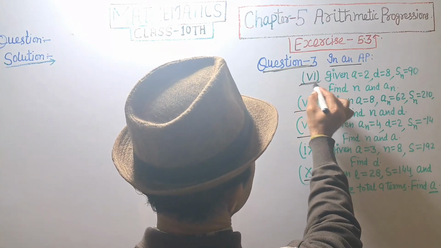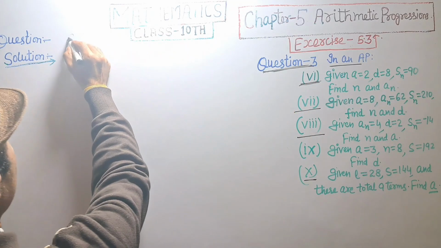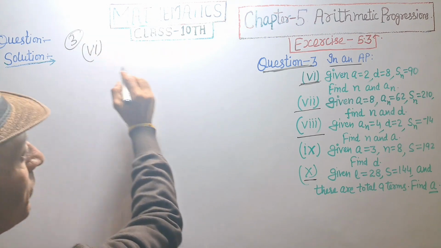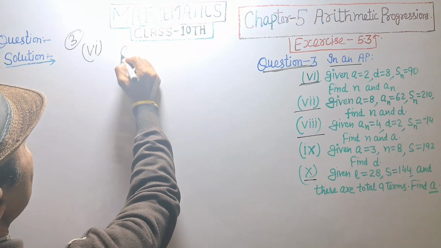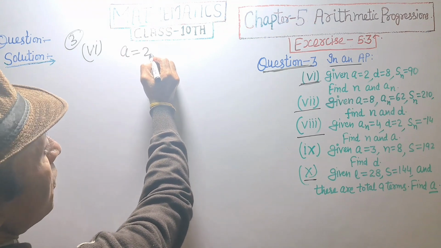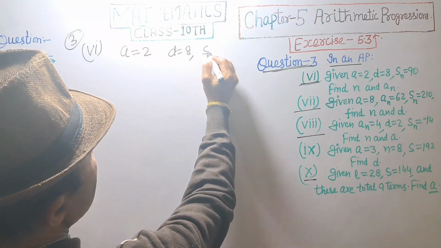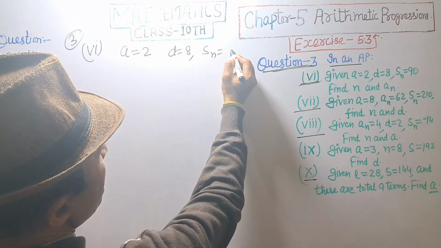Question 3, sixth part. Given a is equal to 2 and d is equal to 8, Sn is equal to 90.